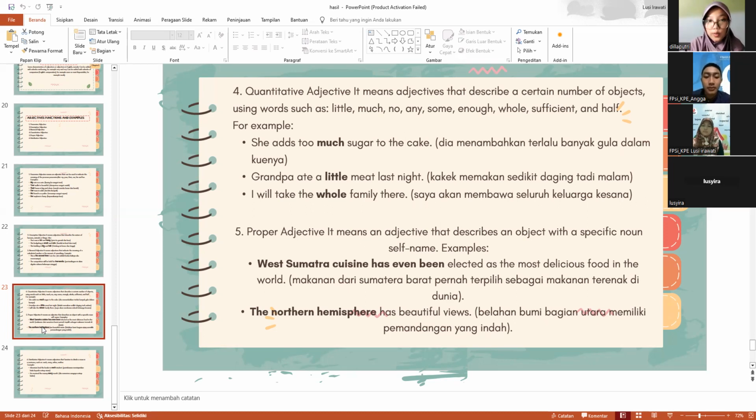Fifth, proper adjective. It means an adjective that describes an object with a specific noun. Maksud dari kata sifat ini adalah suatu kata sifat yang menjelaskan suatu benda dengan suatu nama dari benda tertentu. Example, West Sumatra cuisine has even been elected as the most delicious food in the world. Makanan dari Sumatera Barat pernah terpilih menjadi makanan terenak di dunia. The Northern Hemisphere has beautiful views. Belahan bumi bagian utara memiliki pemandangan yang indah.